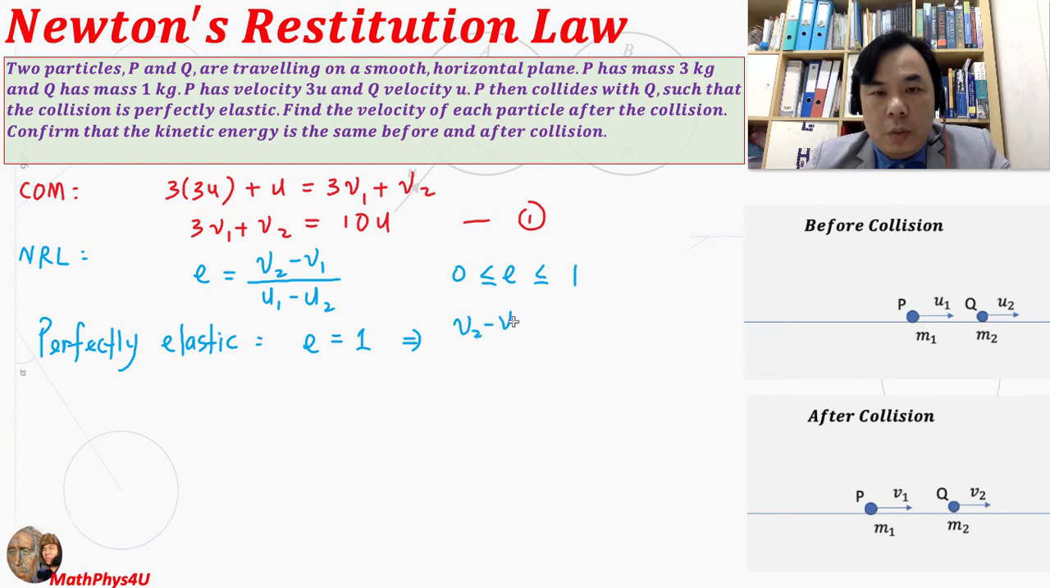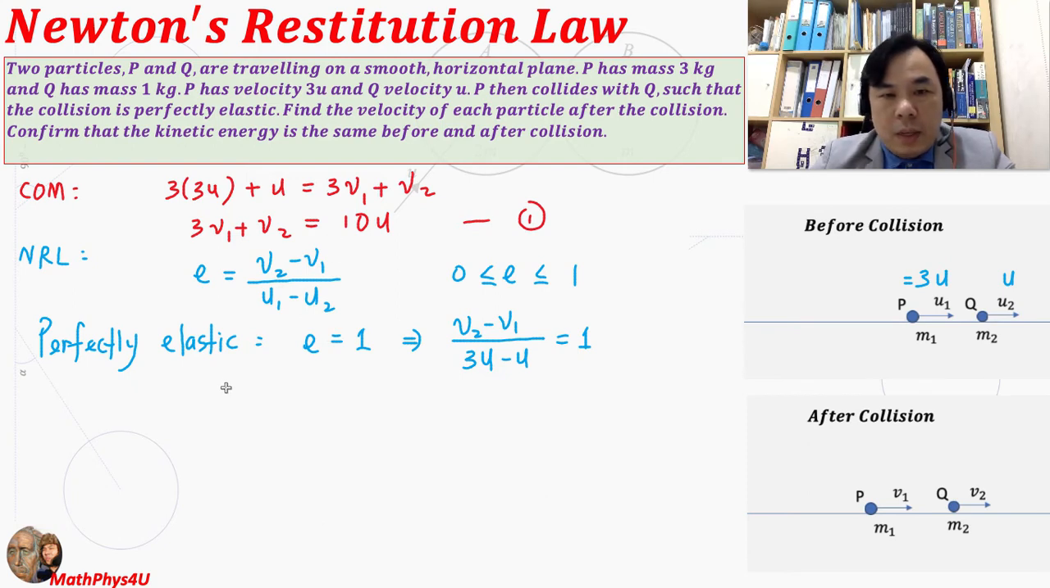We get V2 minus V1 divided by U1 minus U2. U1 is actually equal to 3u, U2 is equal to u here, so you take 3u minus u, equal to 1 here. Therefore, we indirectly form our second equation, V2 minus V1 equal to 2u. That will be our second equation.